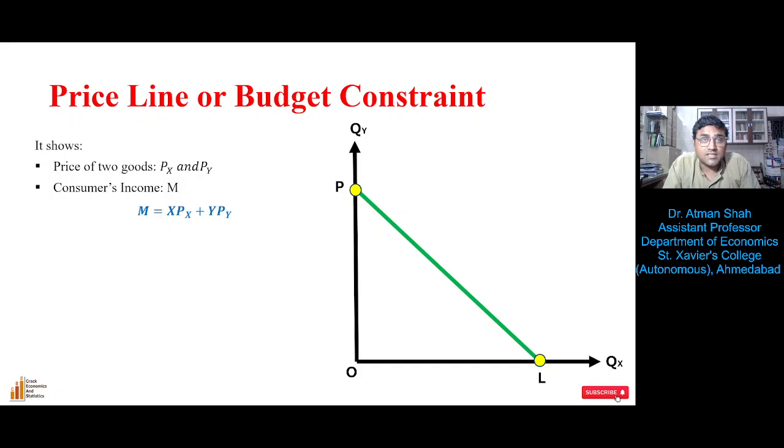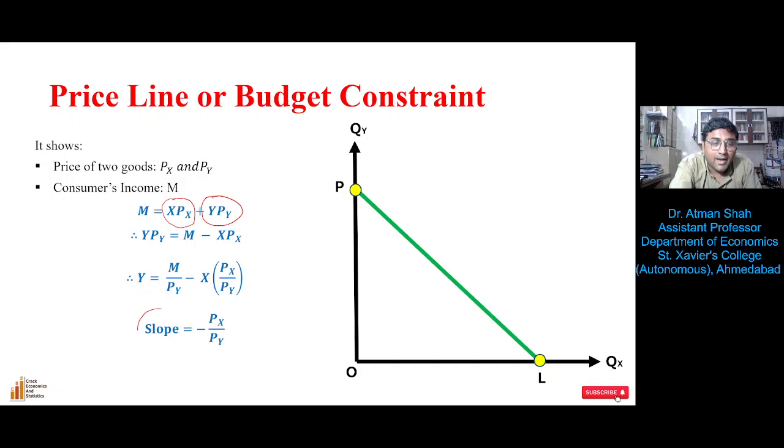M, that is consumer's income, is equal to XPX, the amount the consumer spends on commodity X, plus YPY, that is the amount the consumer spends on commodity Y. So we assume that the entire income is spent on these two commodities. There is no surplus income. If you rewrite this, YPY is equal to M minus XPX, and therefore Y is equal to M upon PY minus X PX upon PY.